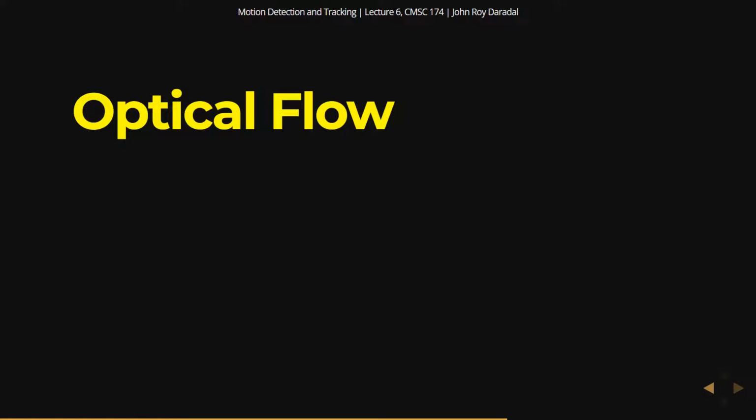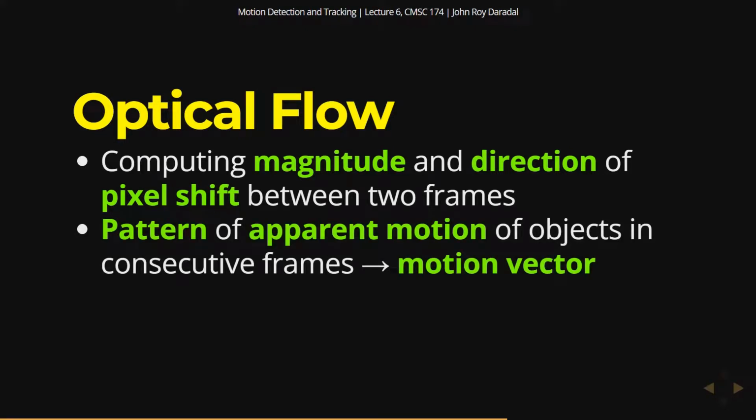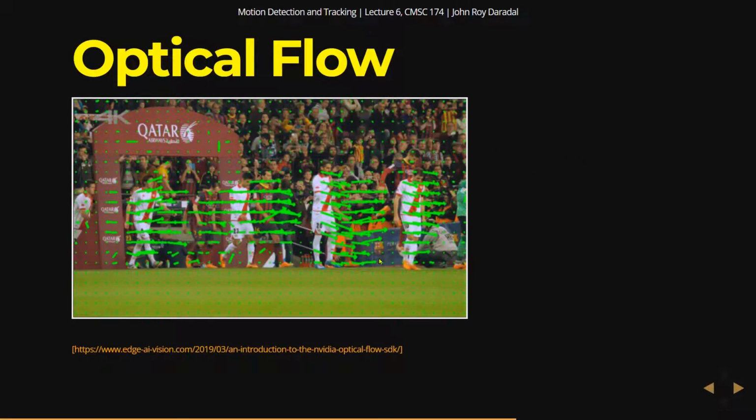Next, we can also look at optical flow, which is related to tracking. Optical flow is basically computing the magnitude and direction of pixel shift between 2 frames. If there's movement between the 2 frames in a particular pixel, optical flow will detect that. You can see the pattern of apparent motion of objects in consecutive frames, and this is represented by something called the motion vector, which is what you'll try to compute. Optical flow is usually used to guide trackers. It will look something like this.